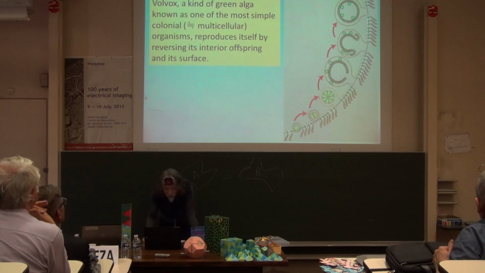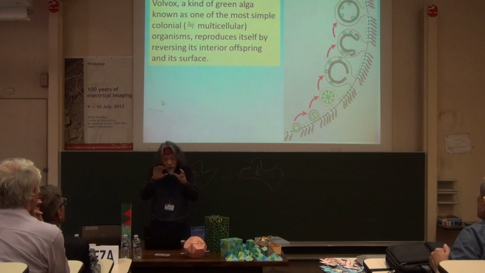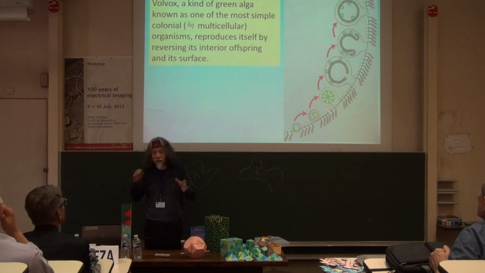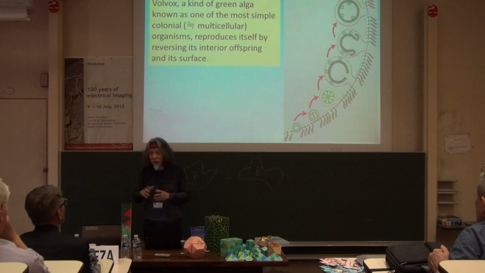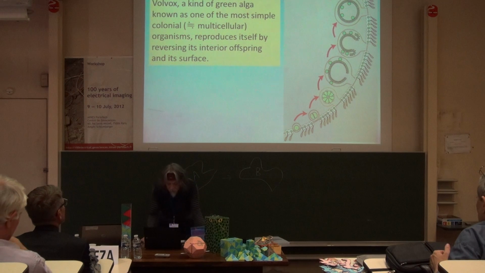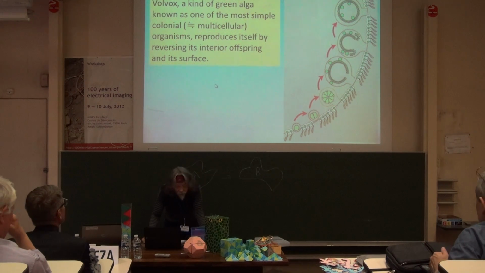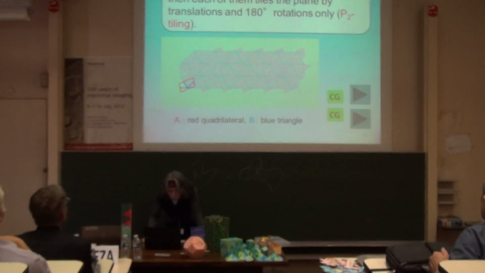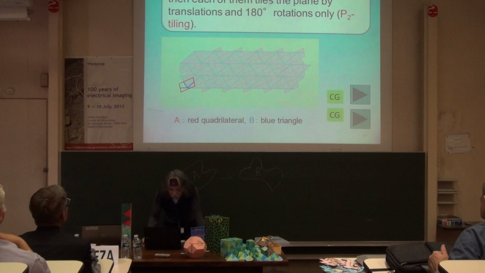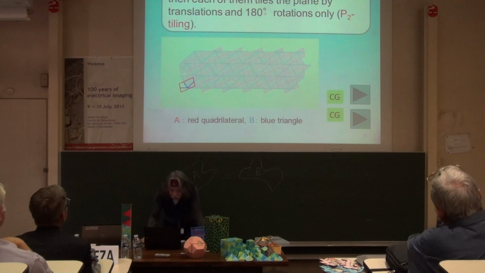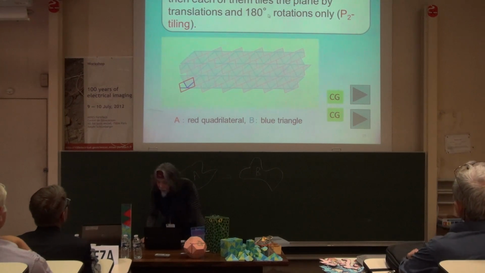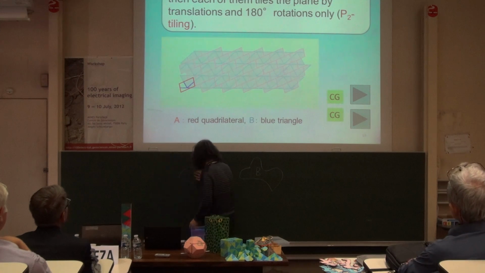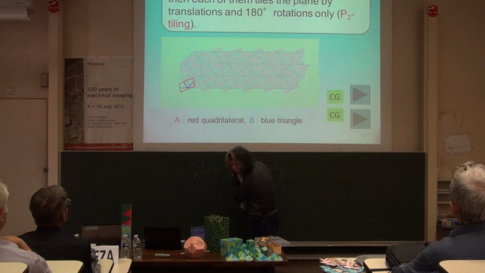Okay, so this is a ball, Volvox, and many phase transitions, FCC, phase center, the Voronoi diagram. Okay, and so if a pair of polygons A and B is reversible, then each of them tiles a plane by translation and 180-degree rotation only. So A and B have the same area.